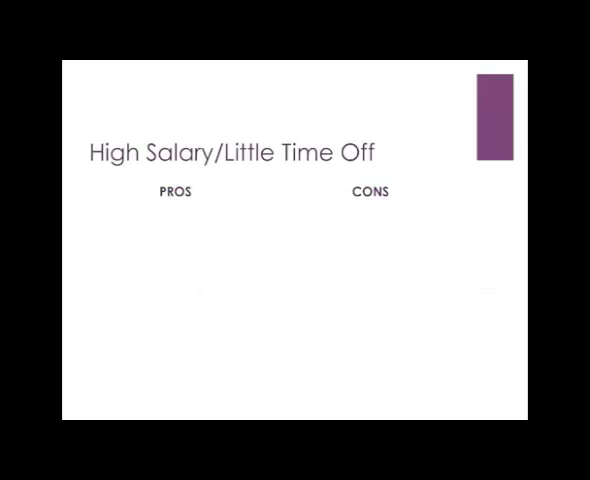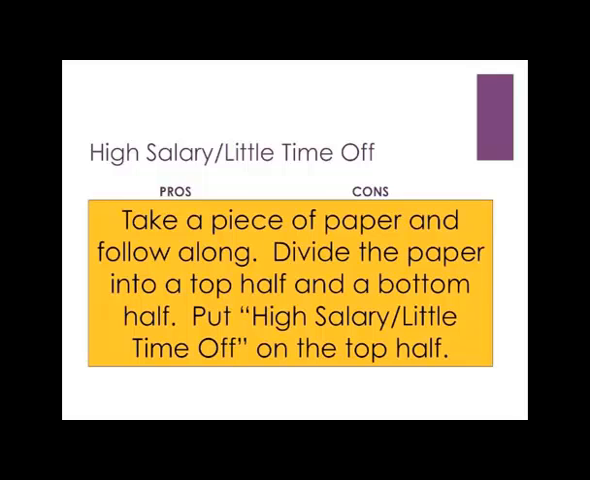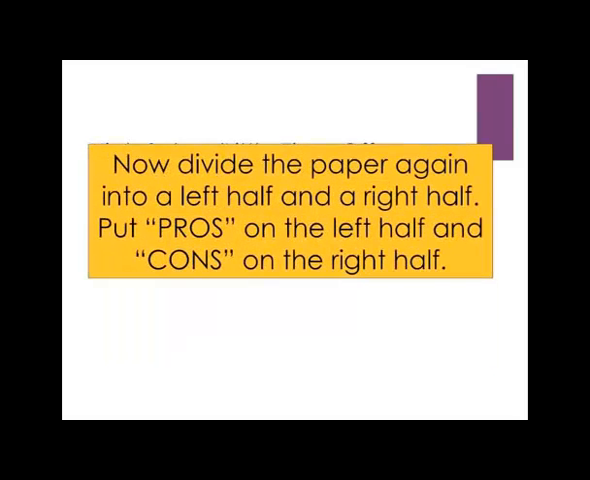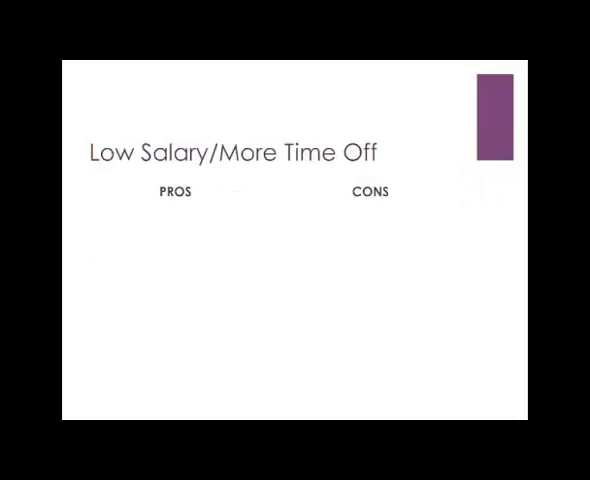So here's how this is going to work. Take a piece of paper and follow along with this. The first thing I'd like you to do is divide the paper into a top half and a bottom half. Then in the top half, I want you to write the words high salary and little time off. Then I want you to divide the paper again into a left half and a right half. We're going to put pros on the left half and cons on the right half. This way we're going to do this for both sides of the argument and give us some time to think a little bit more about what this topic is asking us to do.